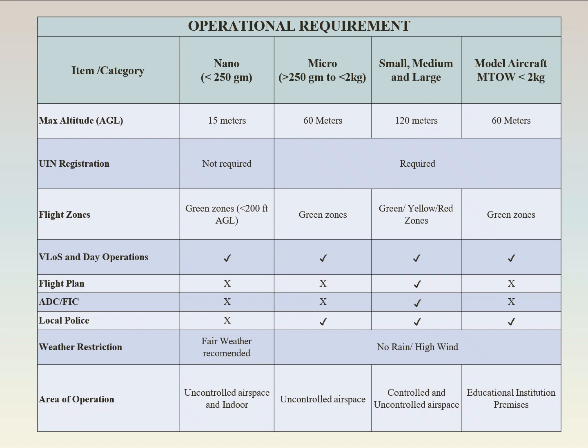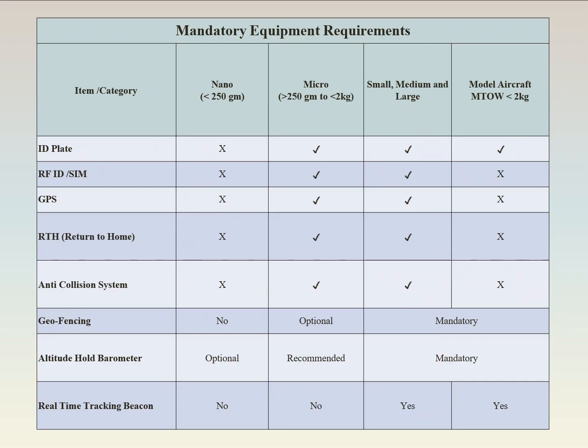Next, let's talk about the gadgets drones need. Drones need certain gear to fly safely, especially the bigger ones. For example, anything bigger than a nano drone needs an ID plate, like a car's license plate. They also need GPS to know where they are, a return to home feature in case they get lost, and even anti-collision systems to avoid crashes. Some drones have geofencing, which is like an invisible fence that stops them from flying into restricted areas. It's like giving drones a brain to stay out of trouble. Let's check out how we track these rules next.